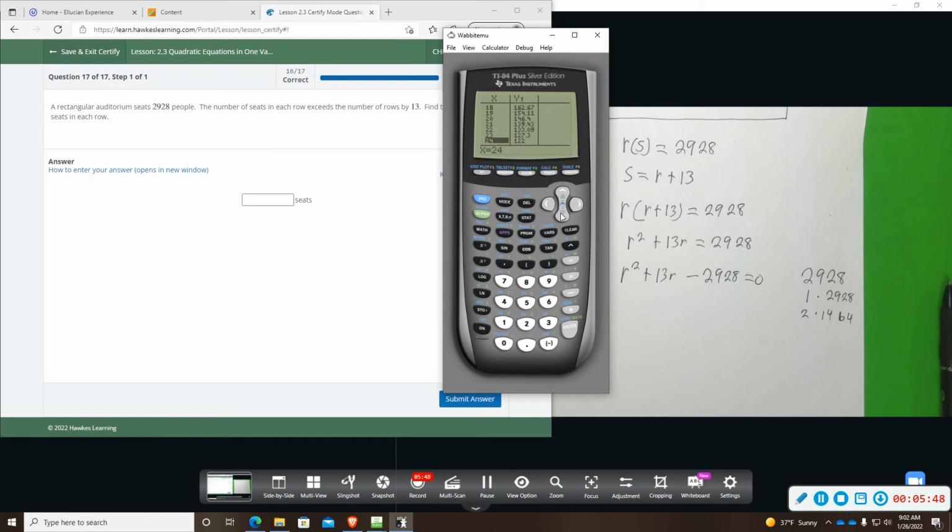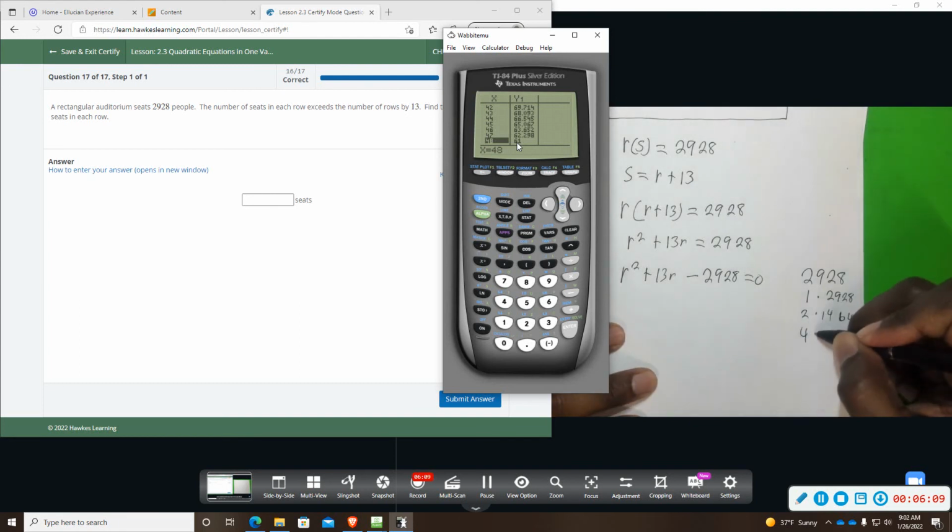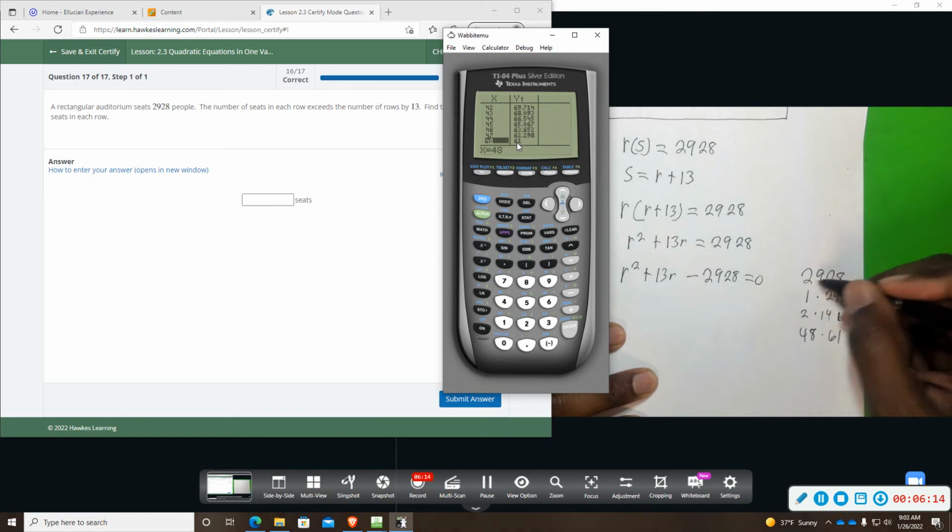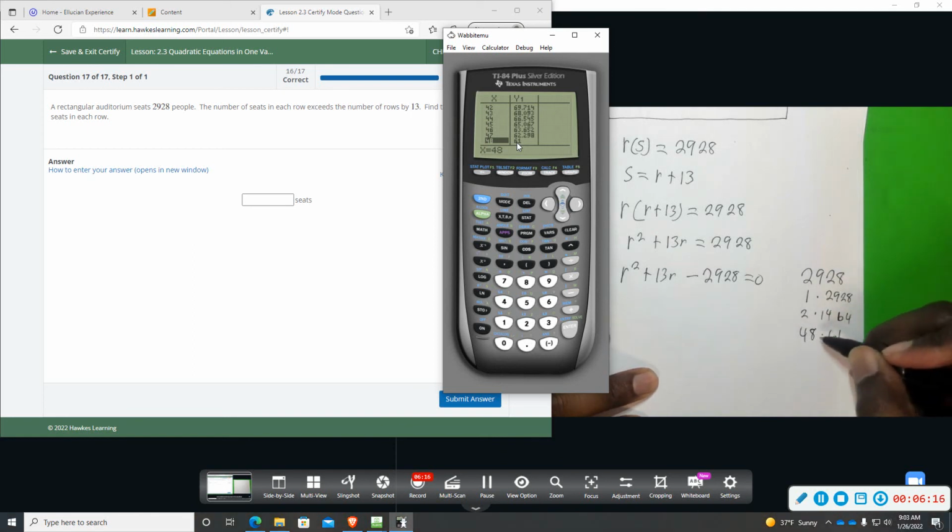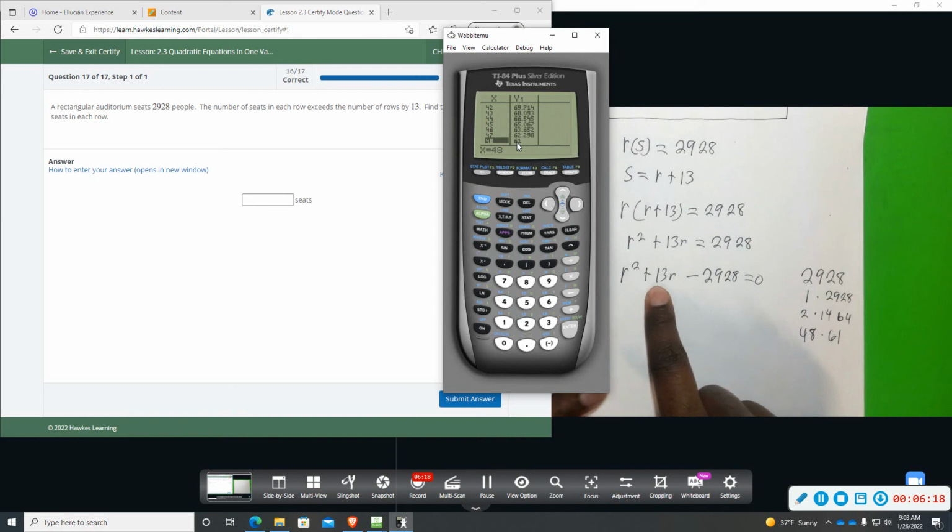Still too big. Continue. I'm going to keep going. Getting closer together. Should be almost there. Okay, so 48 and 61. That's probably going to be the end of our list. But let's double check. 48 and 61. If you multiply those, you should get this. And if you subtract 48 from 61, you do in fact get 13.